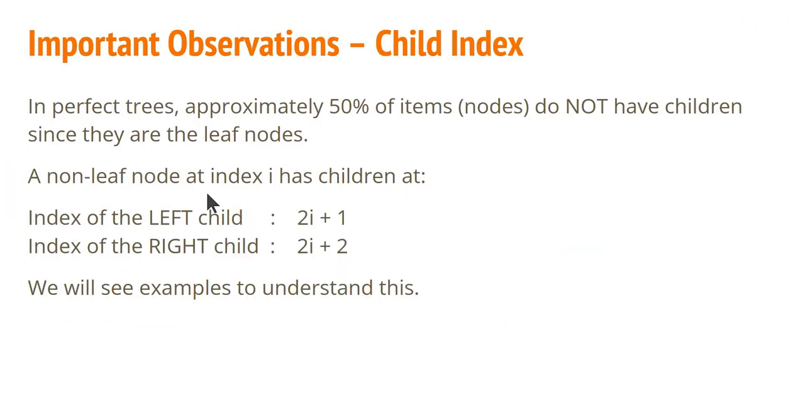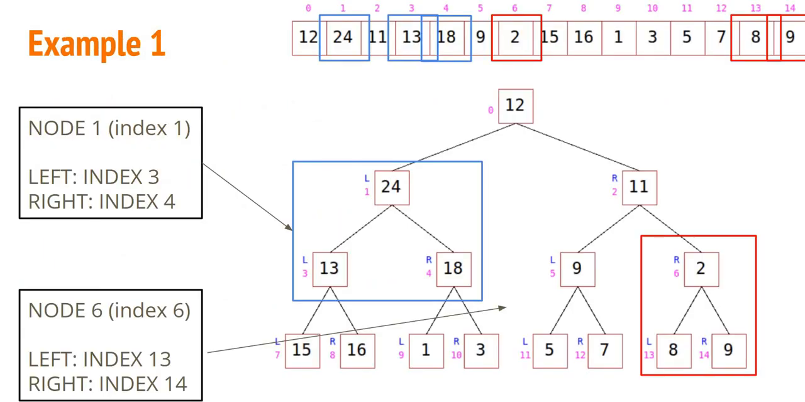A non-leaf node which is at index i has children at 2i plus 1 and 2i plus 2. So what do I mean by this? Basically, remember, every node in a perfect tree has two children. The index of the left child is 2i plus 1. The index of the right child is 2i plus 2. Once again, examples will clarify this. So let's think about it.